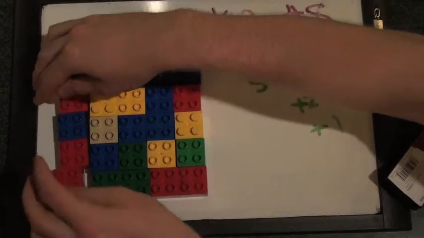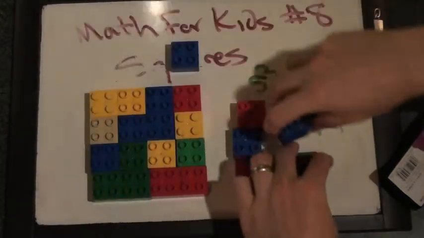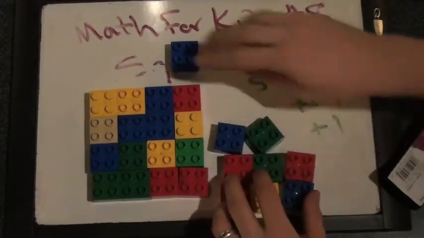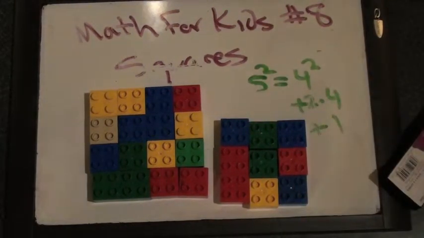You see it? Yep. And that equals 4 squared plus 3 squared. Isn't that interesting? That 5 squared equals 4 squared plus 3 squared. Did you know that? No. That's pretty neat. Sometimes that happens.